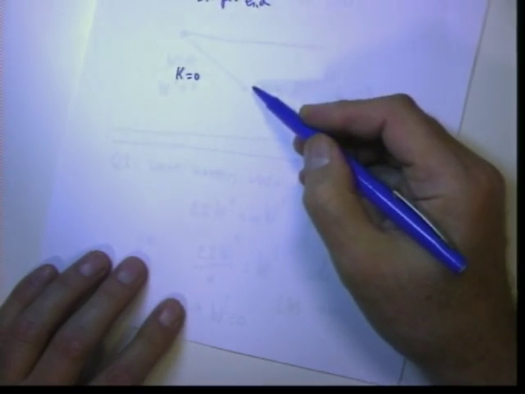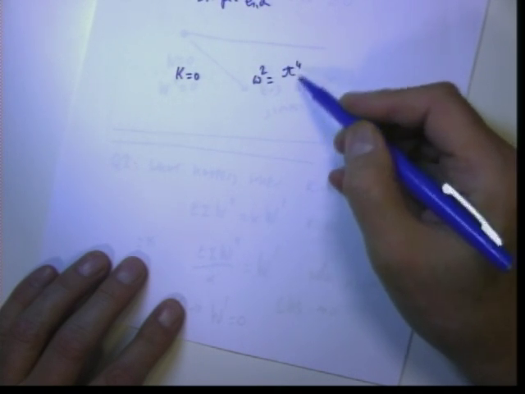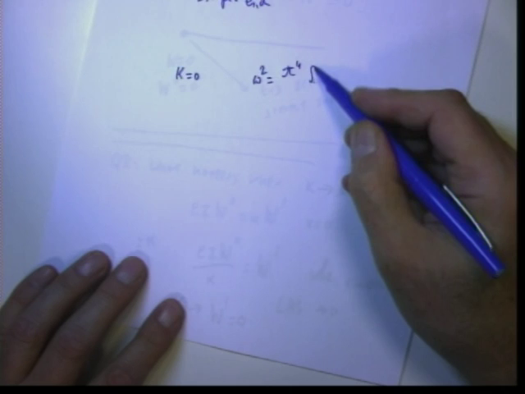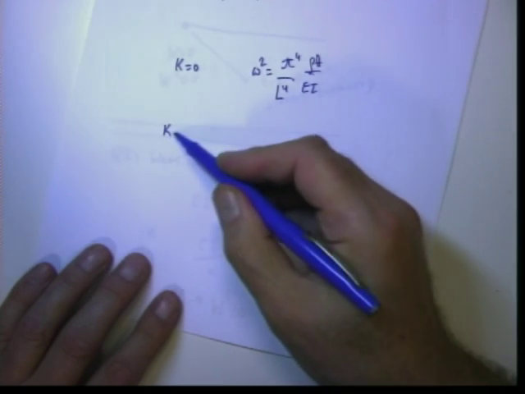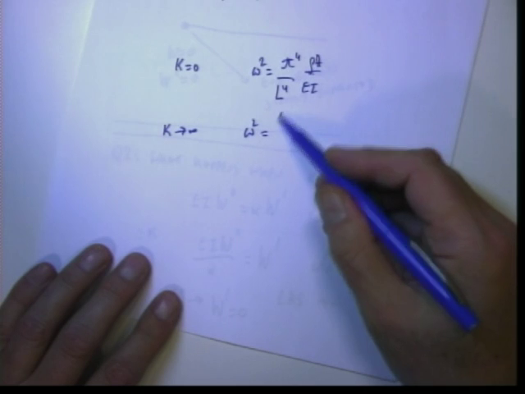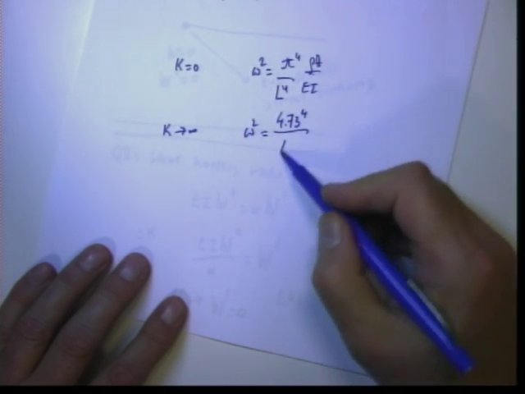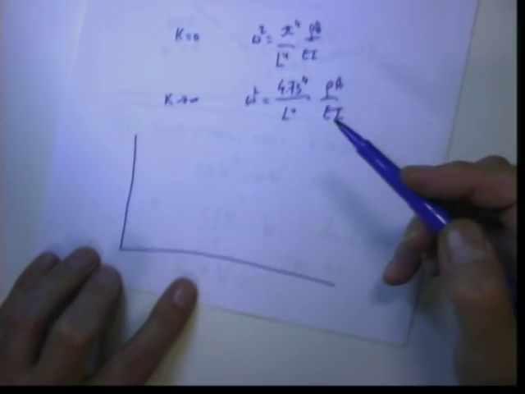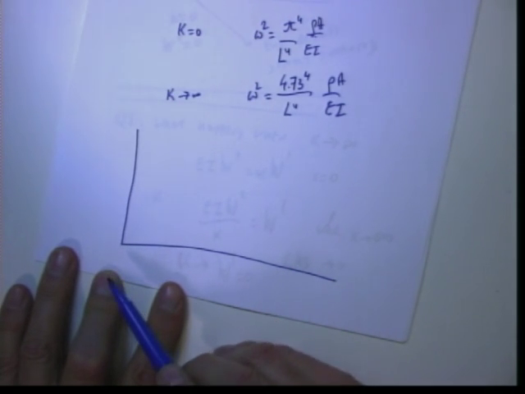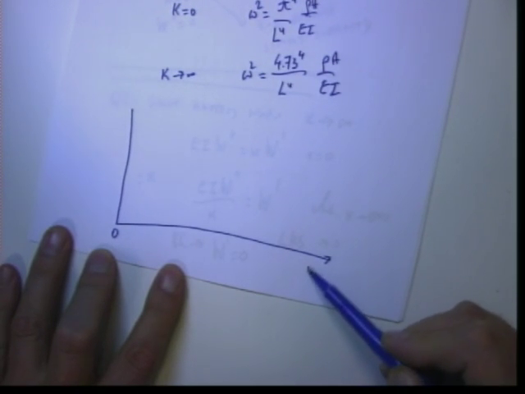So then what happens here is as follows. When k equals 0, we have omega squared equals pi in fourth power, and then rho A over EI, and that is L in fourth power. When k goes to infinity, omega squared goes to 4.73 in fourth power divided by L in fourth power rho A over EI, that's the first frequency. So let us say k is 0 and k goes to infinity. Okay, so that is k.